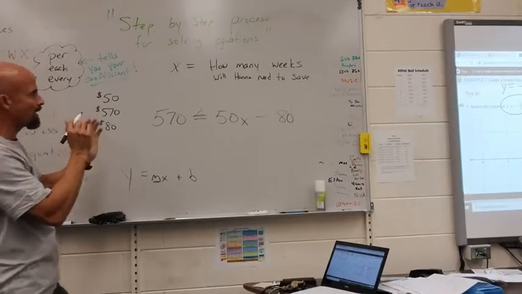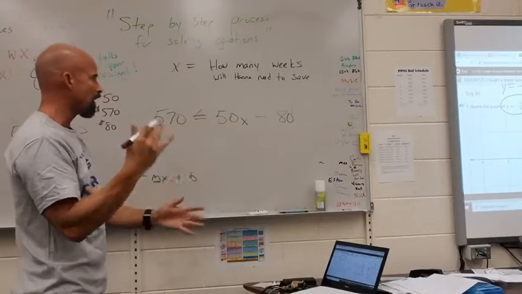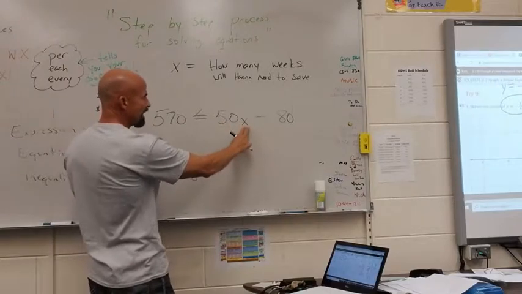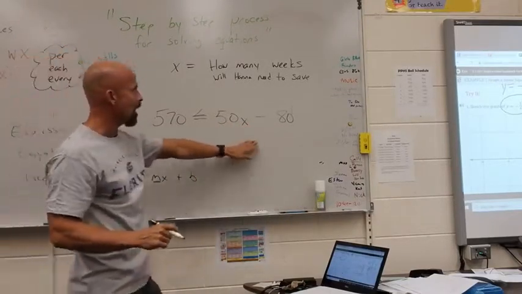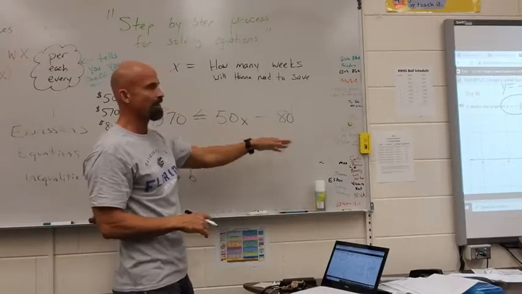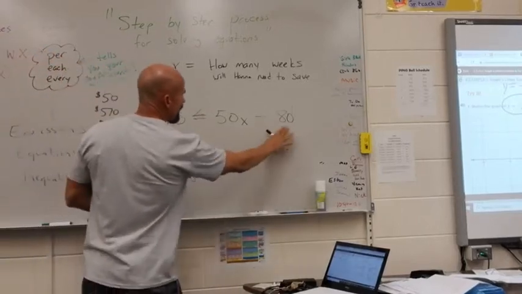Well, that tells us right there that that's the variable cost part, or the rate of change part of this problem. So we know 50 has to be multiplied by the number of weeks. We know the one-time cost is this 80, because we only have to pay that out once. It isn't based on the weeks. So we have our equation set up.